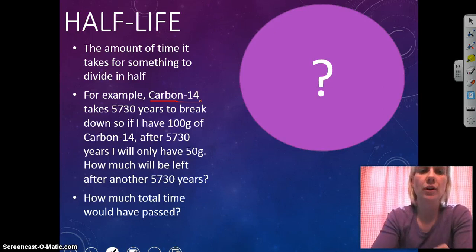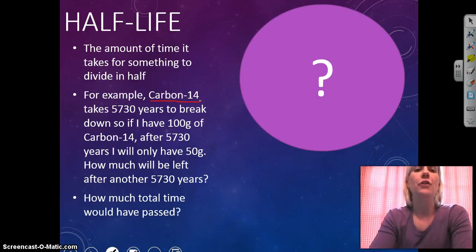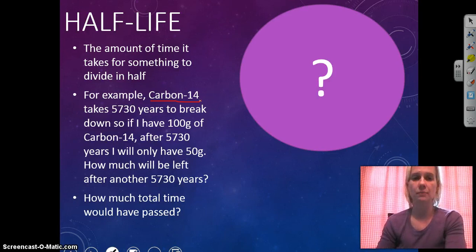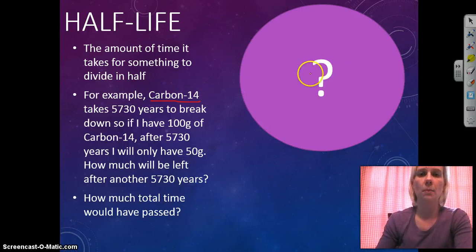So if I have 100 grams of carbon-14, after 5,730 years, I'm only going to have 50 grams. That's all I'm going to have left, okay? After another 5,730 years, how much do you think would be left? And then how much total time do you think would have passed?